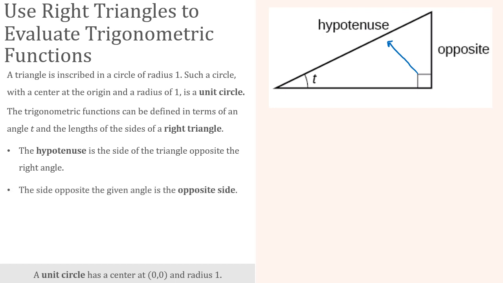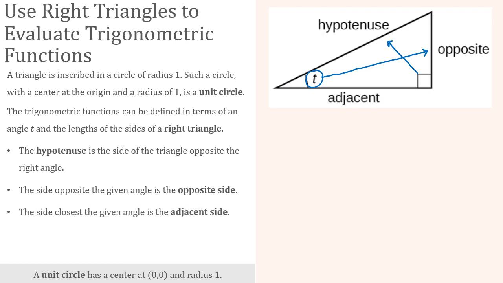The rest of the sides are all in relationship to a given angle. So in this picture, angle t is identified in the bottom left-hand corner of the triangle, and across or opposite from that angle is the side we call the opposite side. And then the remaining side, the one closest to the given angle, we call the adjacent side.